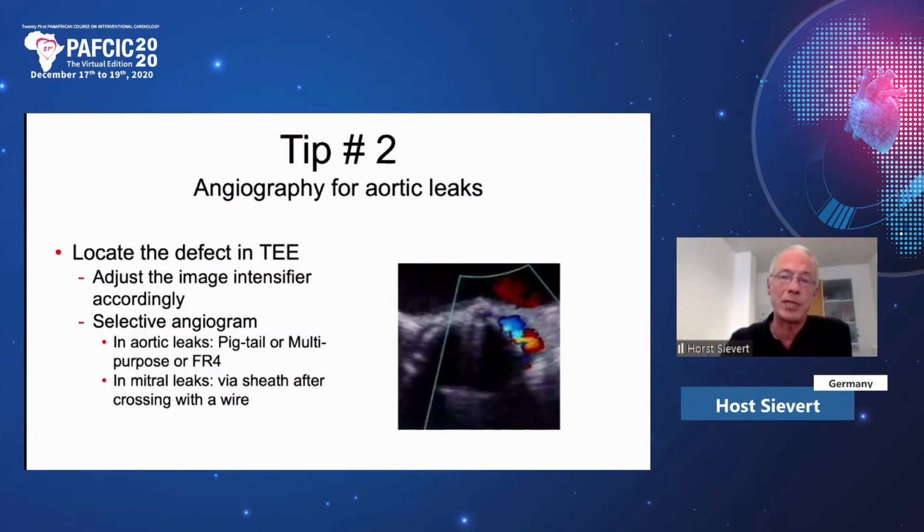We do this under echo guidance, but we also would like to have angio during the procedure. So we locate the defect in TEE, and then we adjust the image intensifier accordingly. In this case here, when you look from below, you have 30 degrees, but this patient's TEE is coming from the back side. So that means in this particular case, you should go 30 degree LAO. And then we do a selective angiogram.